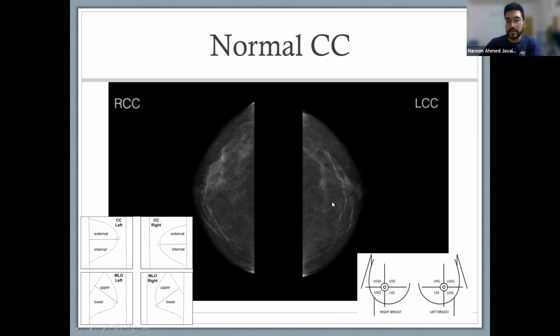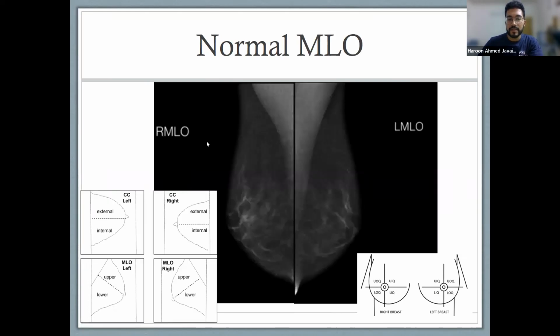And the second thing to note over here is that we don't know what is normal and what is abnormal until we compare both sides. So this is the right side, as you can see, this is the left side, and basically what radiologists do is that they see both of them and compare to see if something is abnormal. If something is present in both in the exact same spot, then that probably means that it's a normal finding, you know.